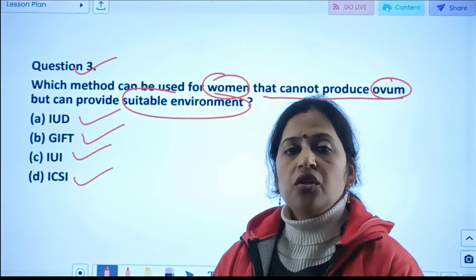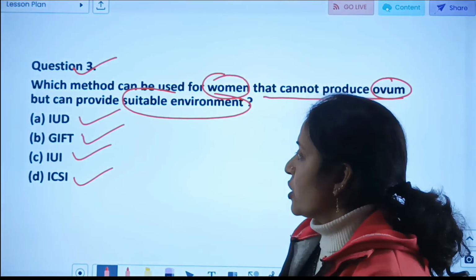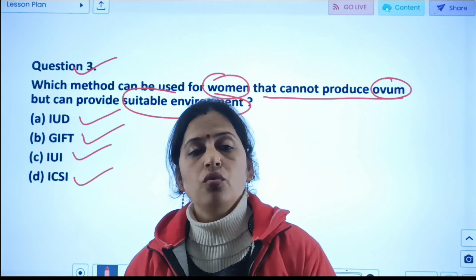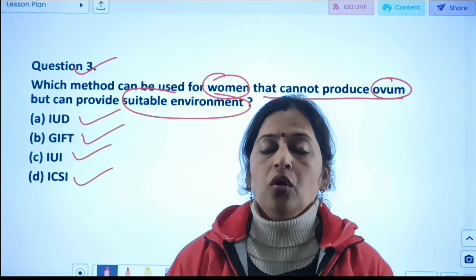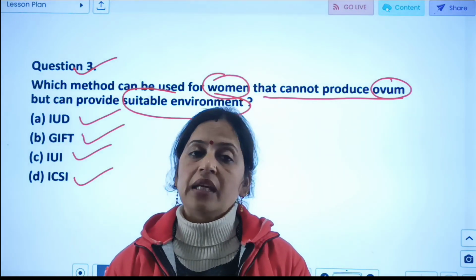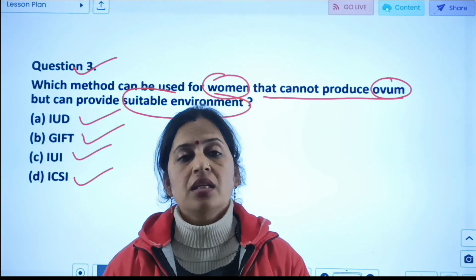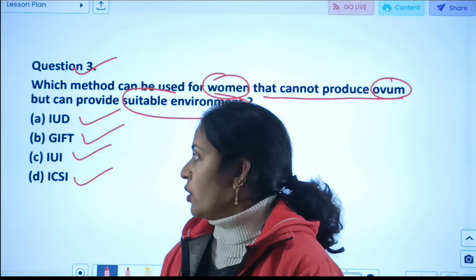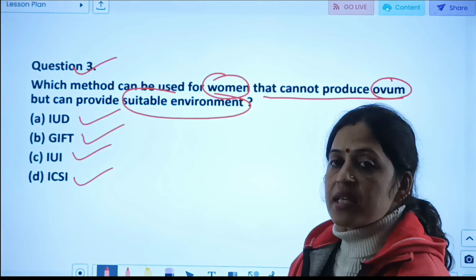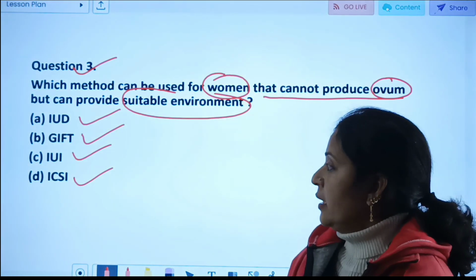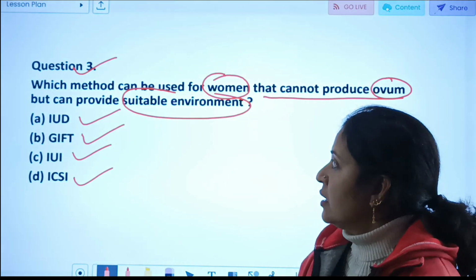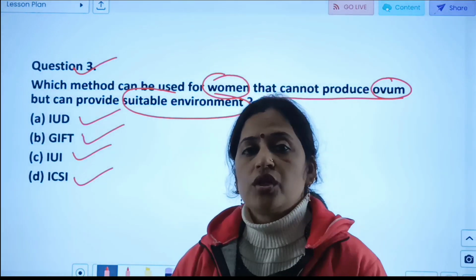semination in transfer. So there are 4 options regarding this question. That is, which method can be used for the women who cannot produce the ovum but they can produce a suitable environment for the embryo. Options दी गई हैं IUT, GIFT, IUI as well as ICSI. So which is the correct method for this question?